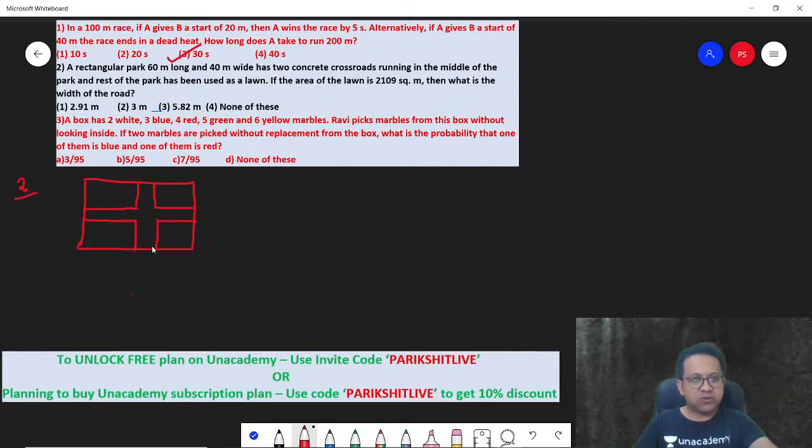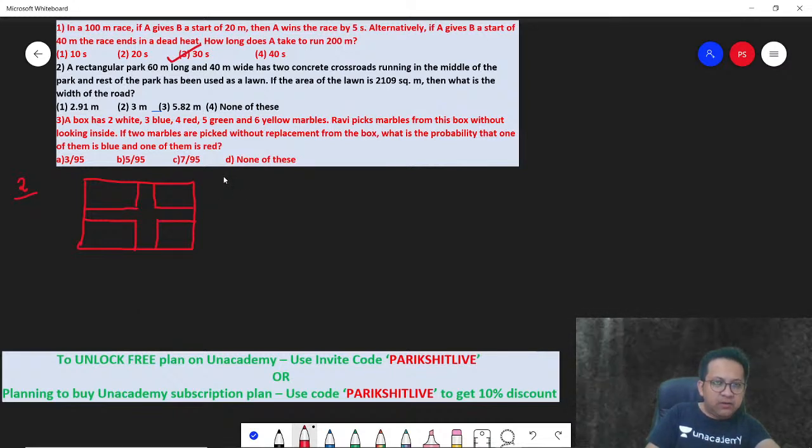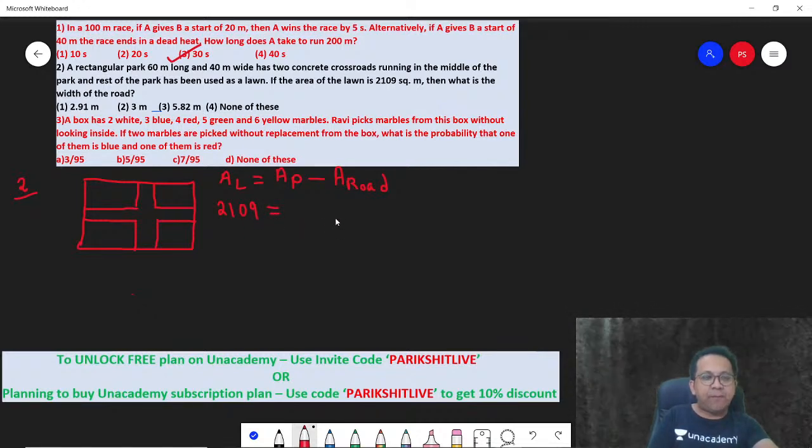What is the width of the road? Okay, so can I say the area of the lawn is nothing but the area of the rectangular part minus the area of the road? What is the area of the lawn? 2109.